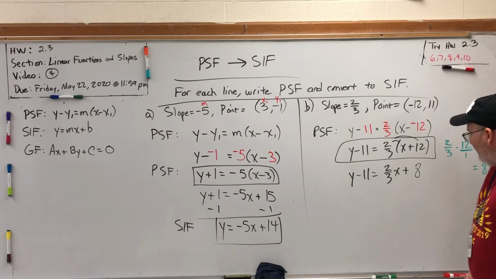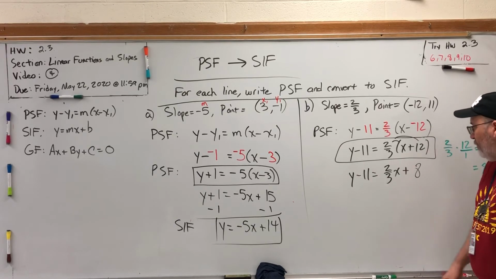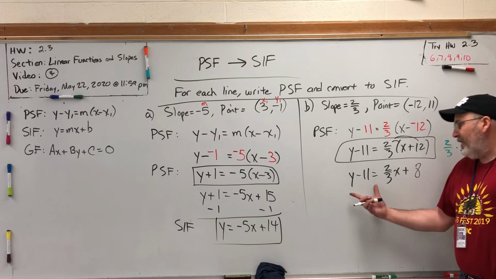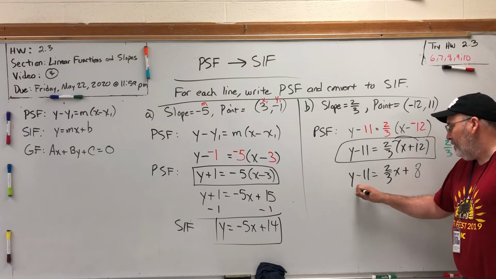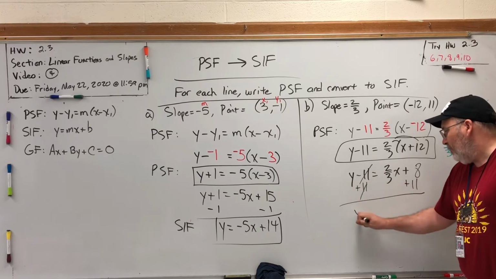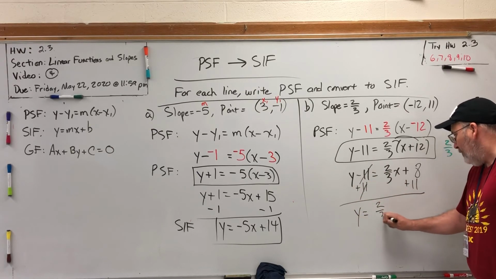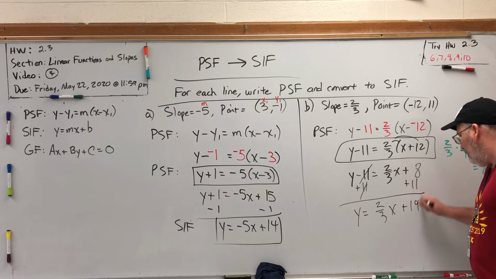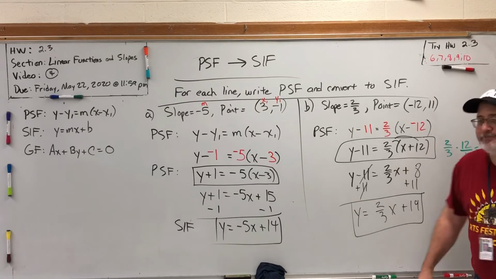All right, speaking of plans of attack, we're in the middle of converting this to slope-intercept form, and the only reason that's not there yet is this y isn't by itself. We can fix that by adding 11 to both sides of the equation, which will get the y by itself, and give us y equals 2/3 x plus 19, and there's our slope-intercept form.